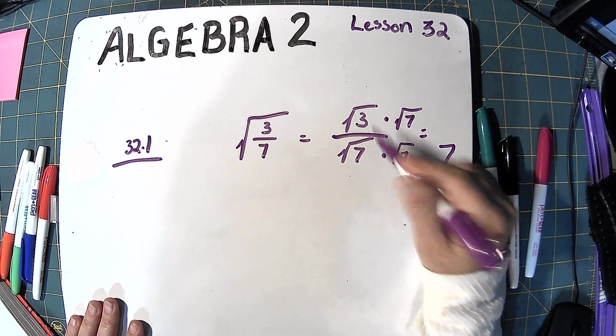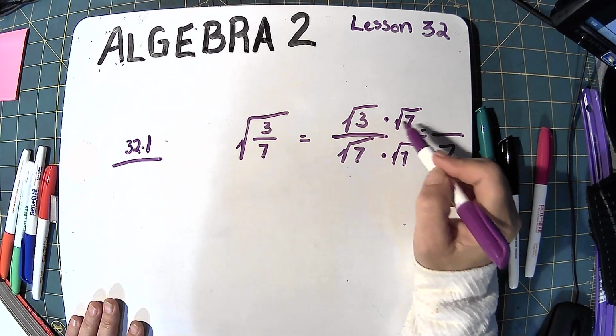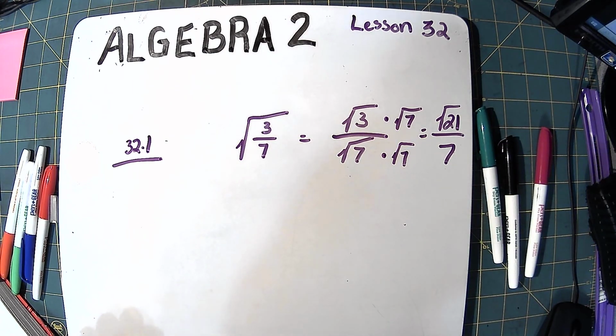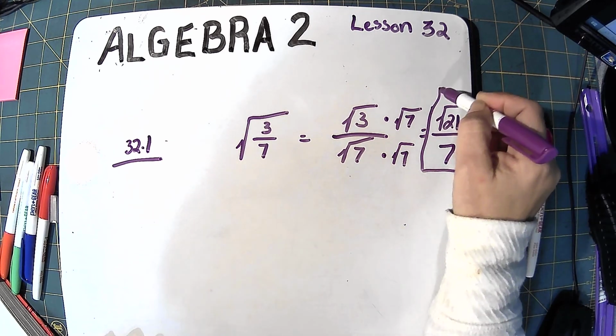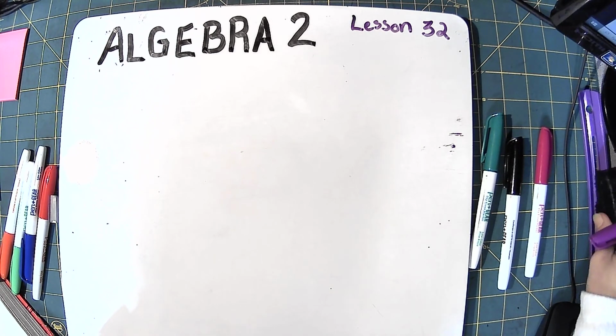So we rationalize the denominator. We don't have a square root in the denominator anymore. Then 3 times 7 is 21. So we've got the square root of 21 over 7, and that would be the answer. Alright, let's do another example.